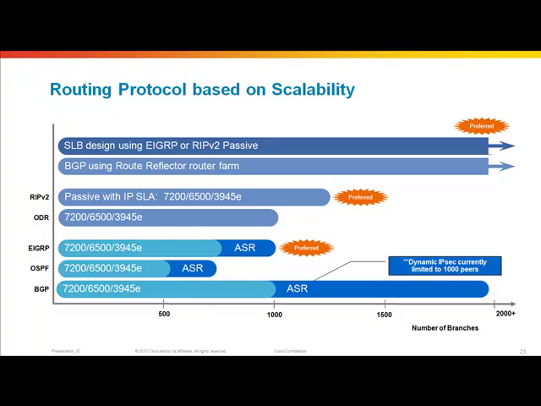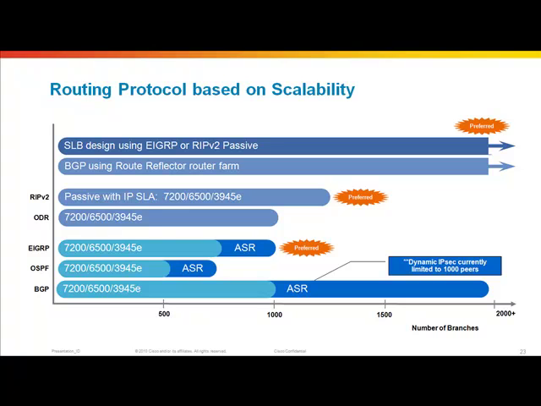Anyway, so we can see some of the numbers here. EIGRP, 7200, 3945E is around the 750 mark. You can actually maybe push that to 1,000. On the ASR 1000, right now it's about 1,000 nodes. We can start pushing that up a little bit more. We are working quite a bit with the ASR team to increase our routing protocol scalability on that node.